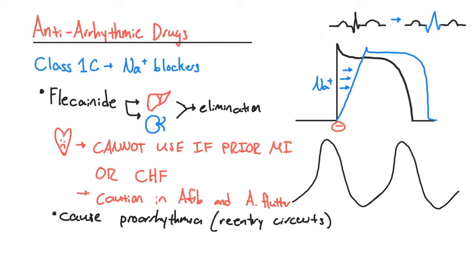Flecainide can also cause dizziness, and flecainide can also cause visual disturbances. And these visual disturbances may include blurred vision, seeing spots, etc.